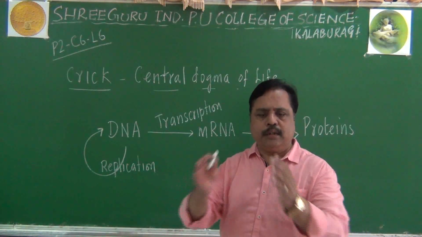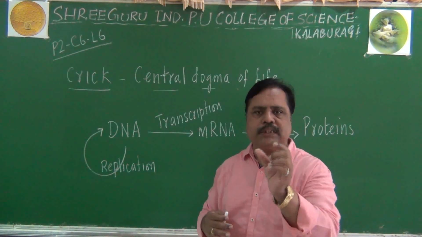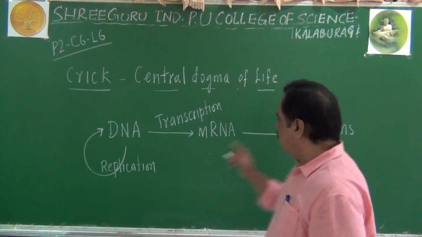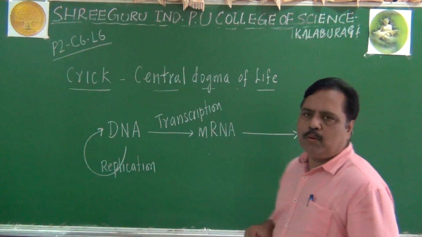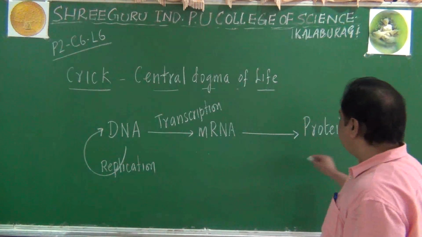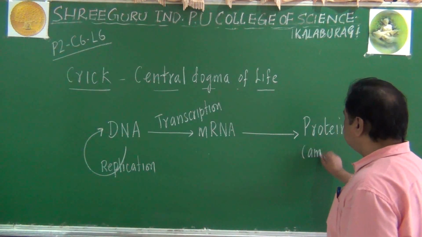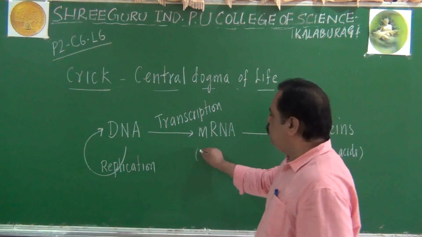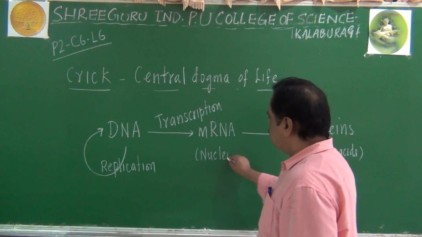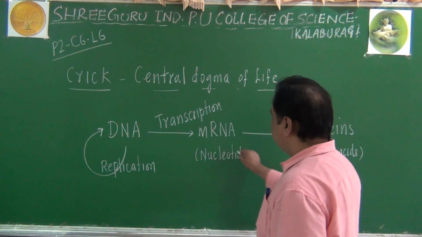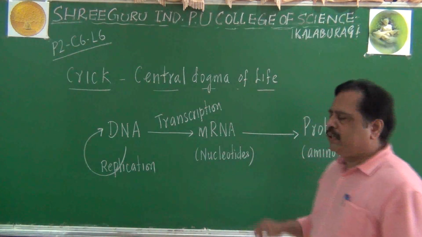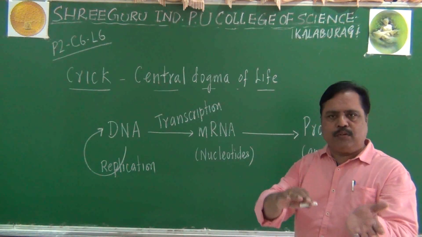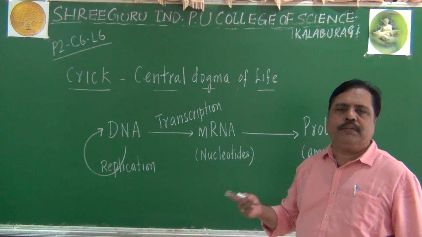In the mRNA, nucleotides are arranged in a specific manner. By studying that nucleotide sequence, amino acids will be arranged in the proteins. Remember this point. Proteins are made up of amino acids, whereas RNA is made up of nucleotides, we can say. So what we have to do here is that this nucleotide language must be converted into amino acid language. The language of nucleotides must be converted into the language of amino acids.